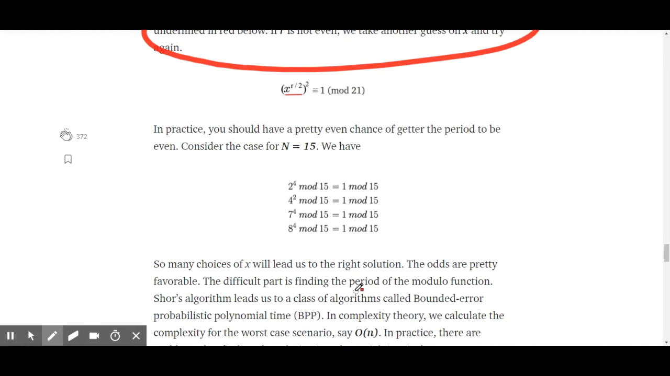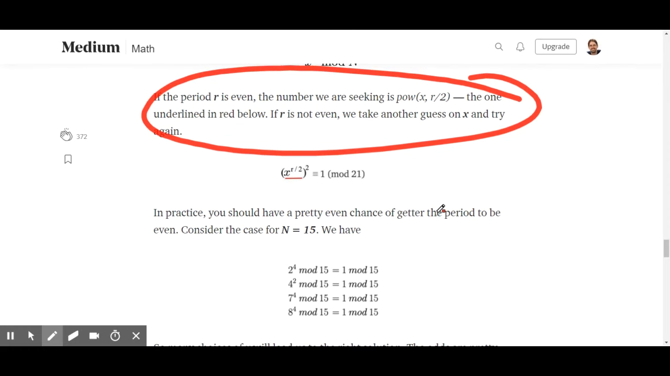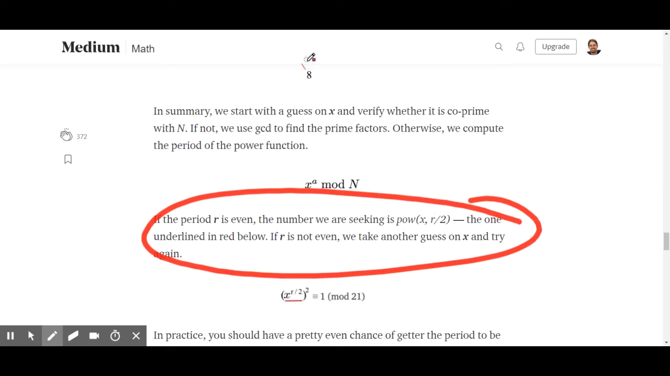Okay, so that's pretty nuts, though. You choose an x and then you follow that. So you try if the period you find is even. Because if the period you find is even, then you have a recipe to know the number you're looking for, and then you can do the whole thing with finding the prime numbers. If it's not even, then we take another guess on x. Still don't really know why.